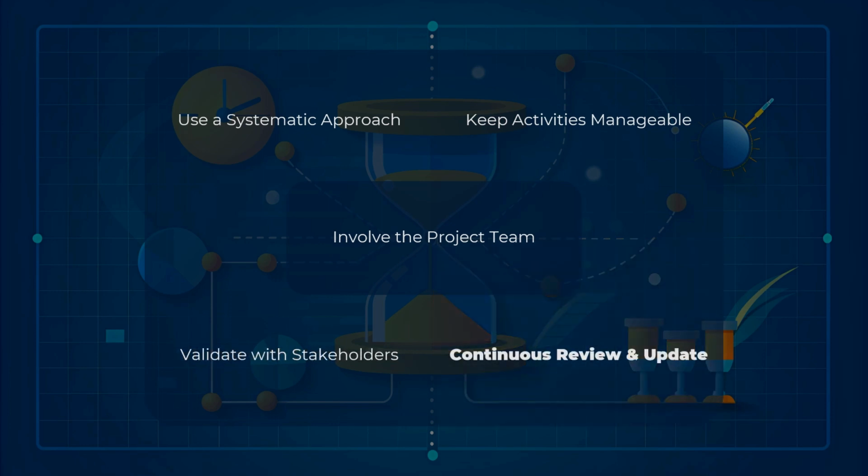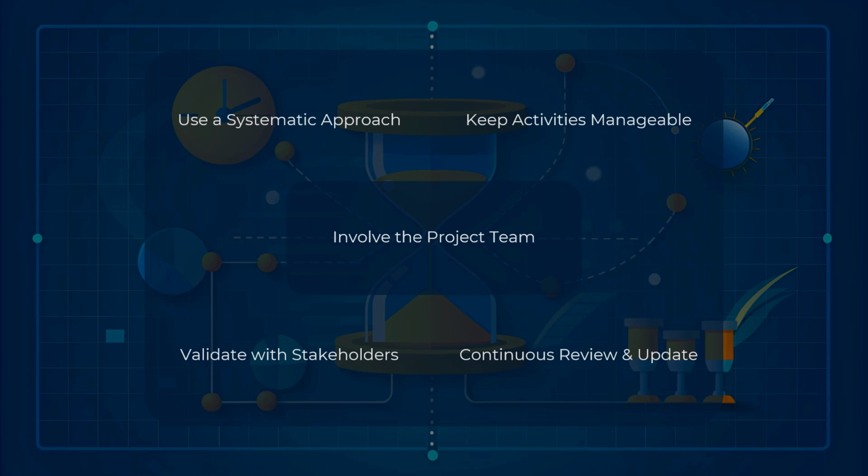Continuous review and update of activities are necessary to adapt to changes. Regular reviews: conduct regular reviews of the activity list to ensure it remains accurate and relevant. Adaptability: be prepared to update activities as the project progresses and as new information or changes arise.